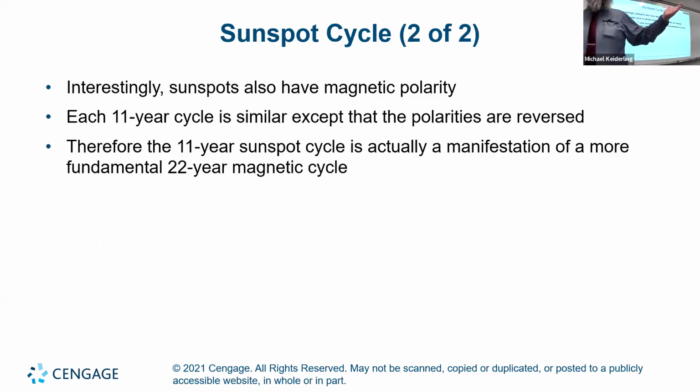They also have a magnetic polarity, because it turns out sunspots are tied to where magnetic fields are punching through the surface of the sun. And each 11-year cycle is similar, except the polarity reverses each one. So the 11-year sunspot cycle is actually a manifestation of a more fundamental 22-year magnetic cycle.